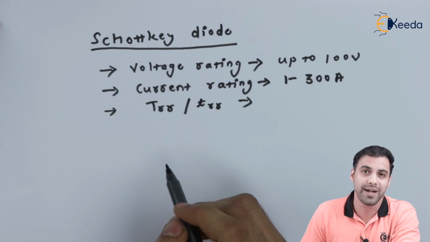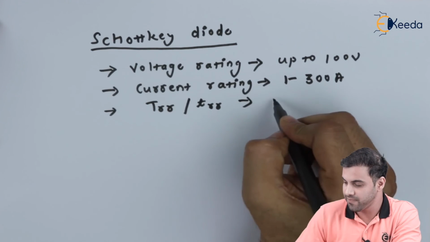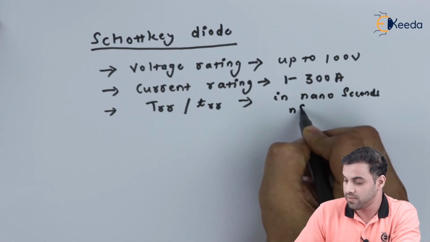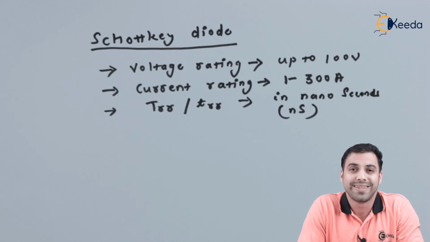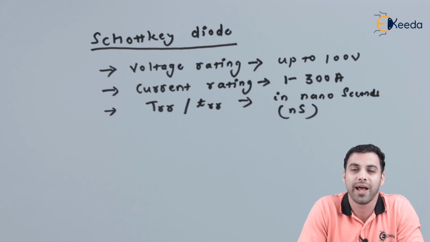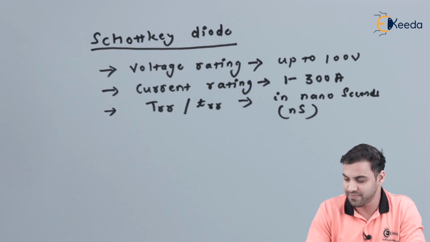The reverse recovery time for this kind of diode would be, it has got the least reverse recovery time. That's the reason this is called the fastest diode, and the reverse recovery time of this Schottky diode is in the range of several nanoseconds. So friends, you can guess how fast this diode is.